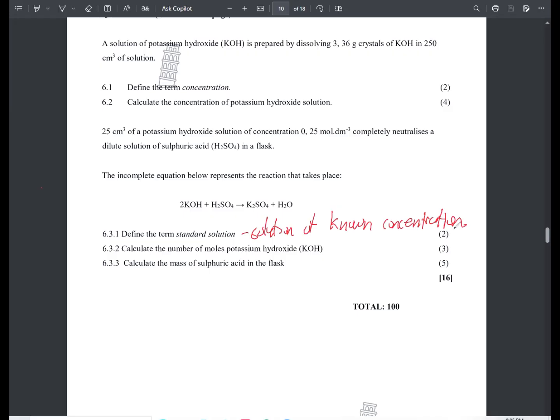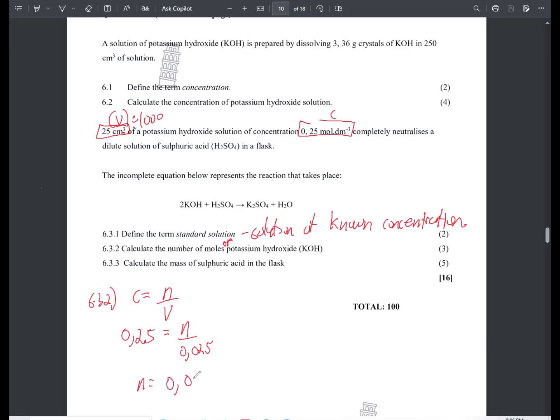Calculate the number of moles of potassium hydroxide. So the number of moles of potassium hydroxide. So let's see, we are given the 25 centimeter cube volume, and then we are given this concentration, right? So we know with this one, we can just pull up the formula. C is equals to N over V. Then our concentration, 0.25, and the number of moles, our volume, centimeter cube, would still have to convert, divided by 1000. So 25 divided by 1000, this gives us what? 0.025. When we cross multiply here, our number of moles will be what?